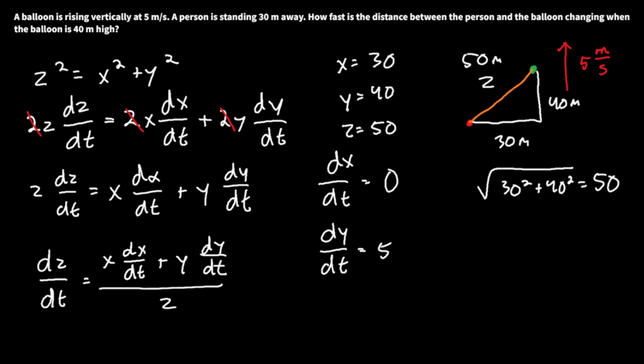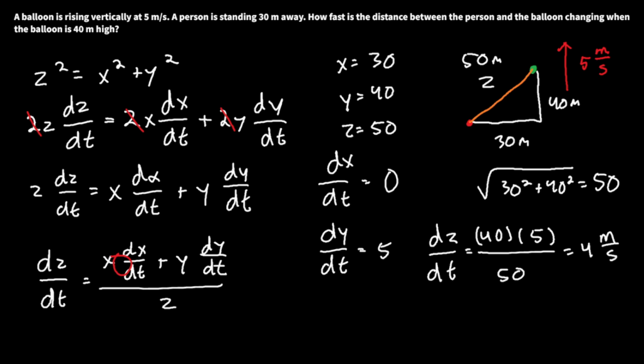We can actually plug everything in. Dx over dt is 0, so if we multiply 0 by 30, which is x, we get 0. So really, dz over dt is equal to y, which is 40, times dy over dt, which is 5, over z, which is 50. And if you do your arithmetic, you should get 4 meters per second as the unit.